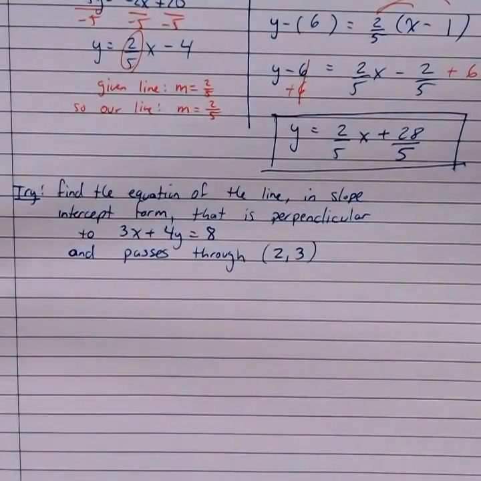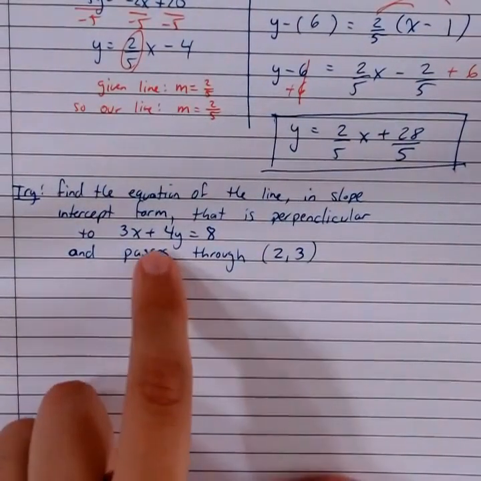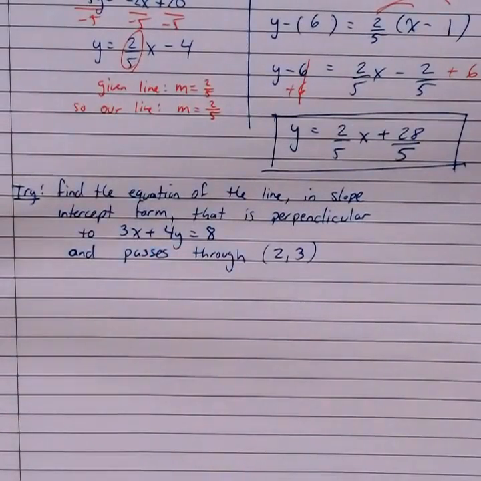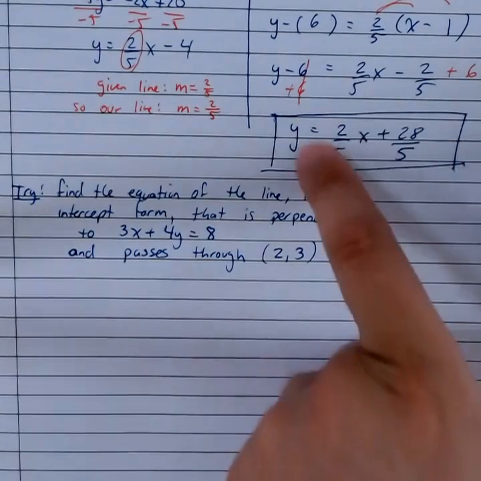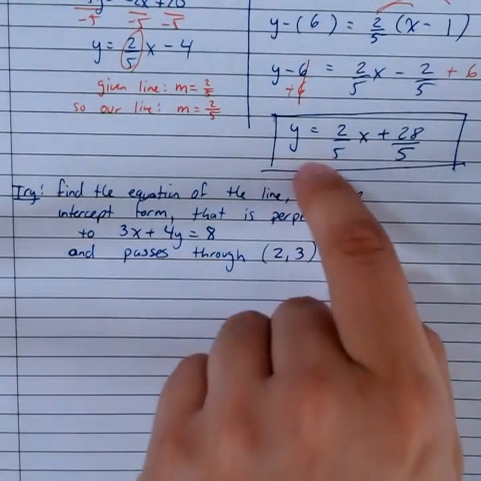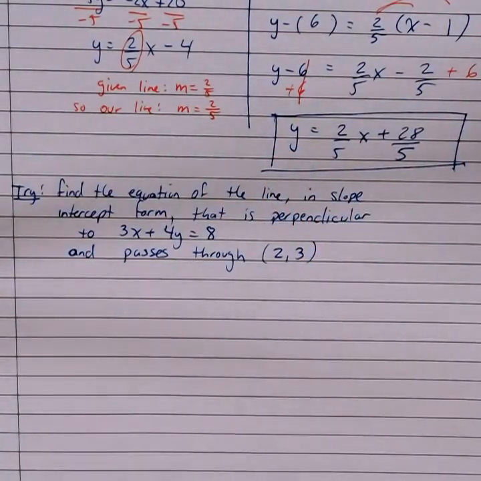Pause the video. Go ahead and use this information to find the appropriate slope. Create your equation, and then make sure that by the time you're done, it should end up in slope-intercept form, y = mx + b. Once you have the correct equation, go ahead and unpause the video, and we'll check it together.